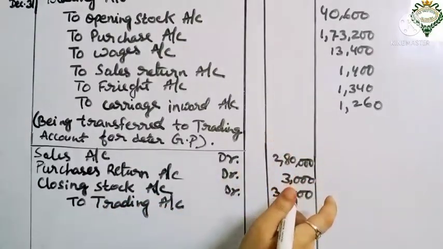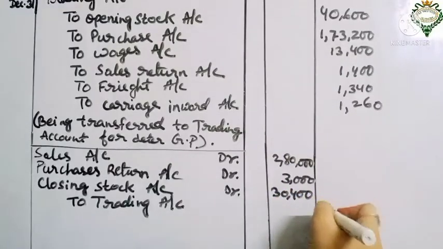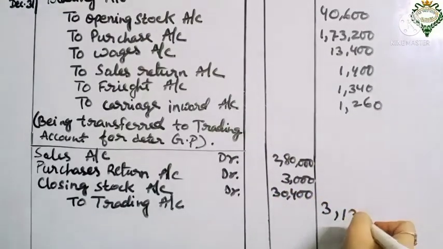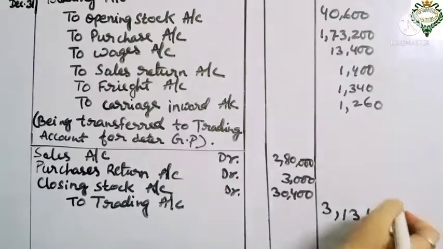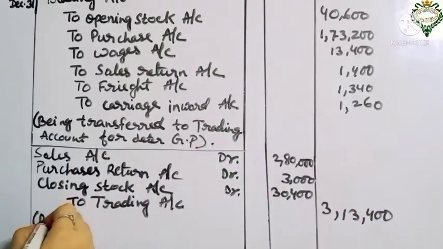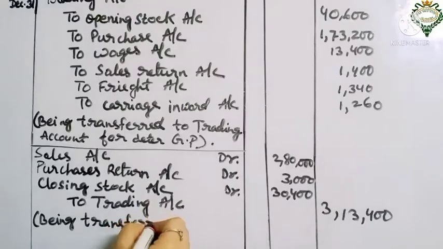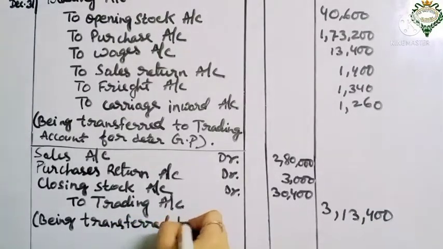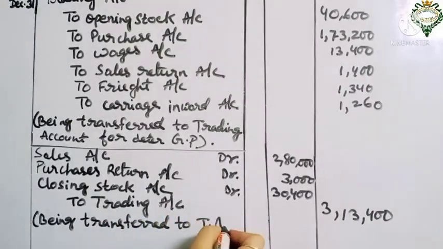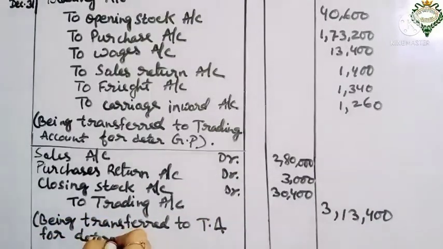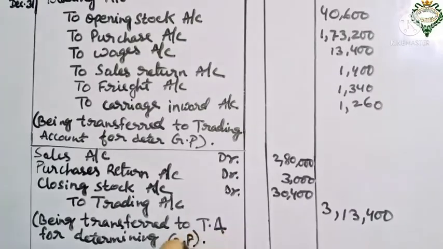So add all these three, we will get 3,13,400, okay. And we have to write the narration like being transferred to trading account for determining gross profit. The same narration, okay.